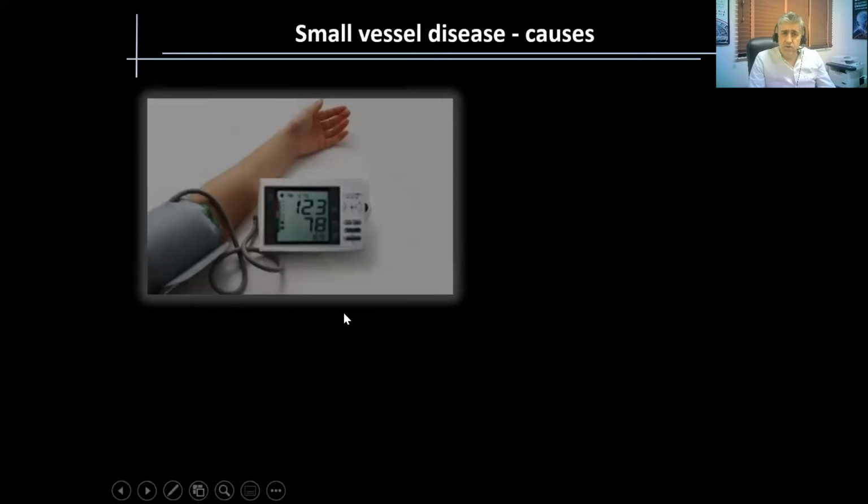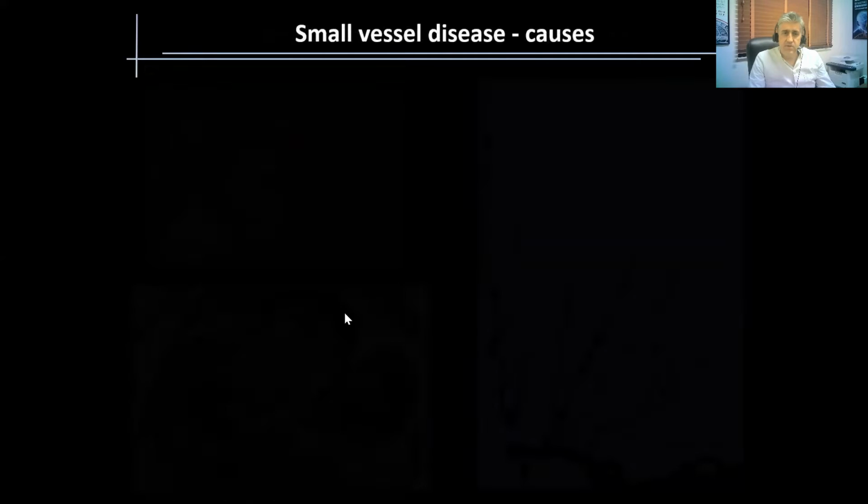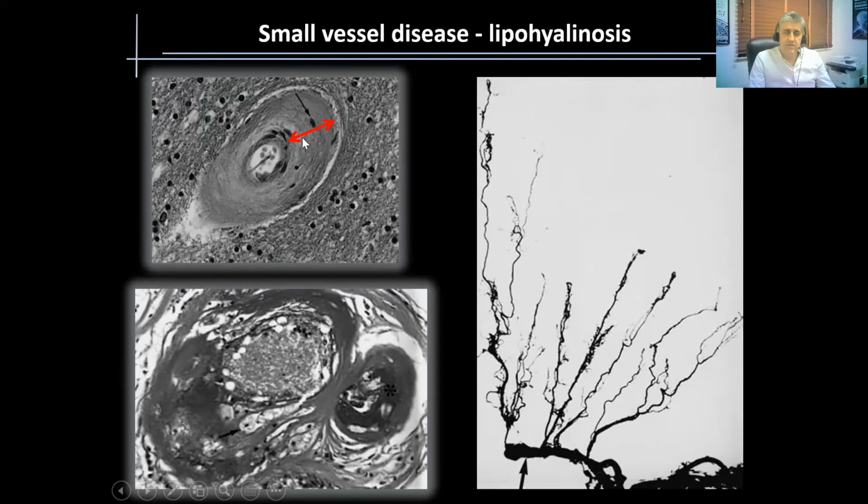So this narrowing of these small arterioles has the consequence of allowing less and less blood through these arterioles, and as a result, the areas of the brain which depend on these arterioles to be supplied with blood receive less blood, and as a result, we have these chronic ischemic lesions in these deep areas of the brain.